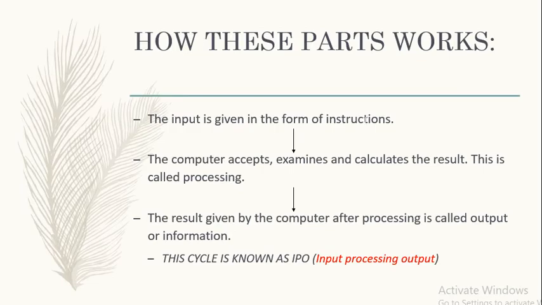Now, how do these parts work? What is the basic principle behind the working of a computer? So, the input is given in the form of instruction or command by the user to the computer. Then after that, the computer accepts, examines and calculates the result. This is called processing. Finally, the result given by the computer after processing is called output or information, which is displayed by the processor on the monitor screen. This cycle is known as IPO. The full form is input processing output. So this is the whole process of a computer. We can say that computer works on the principle of input processing output.